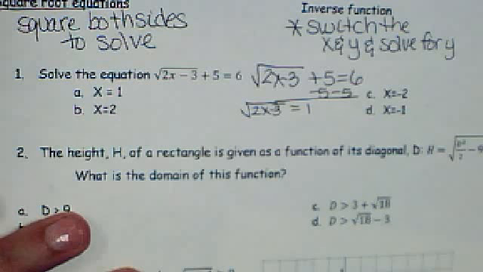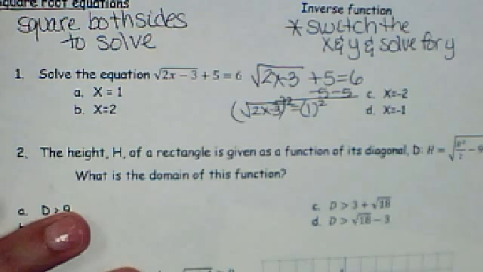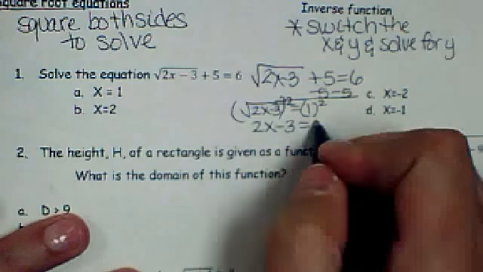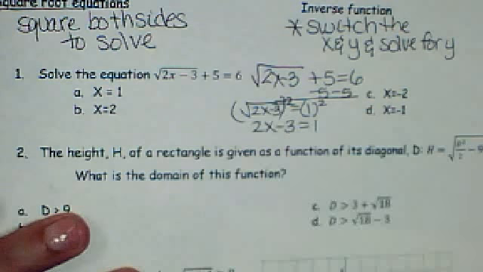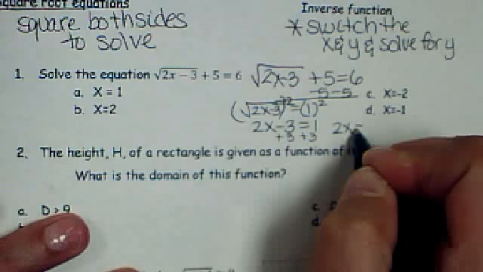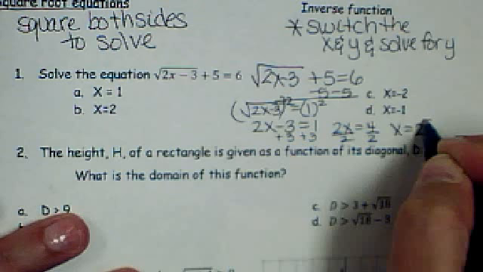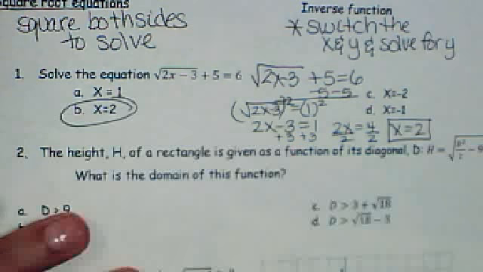Now that the square root's by itself, square both sides. So the square and the square root cancel each other, and you're left with 2x minus 3 equals, and then 1 squared, 1 times 1 is 1. And now we just have a normal equation to solve. Add 3 to both sides. So 2x equals 4, divide by 2, and x equals 2. Answer choice B. So you get that square root by itself, and then square both sides.